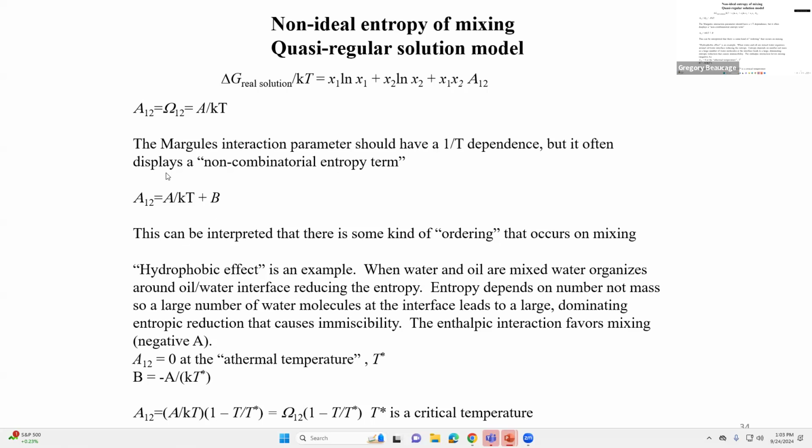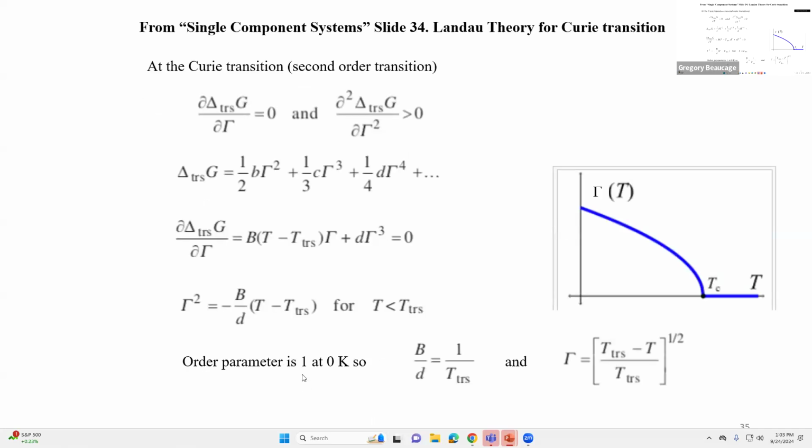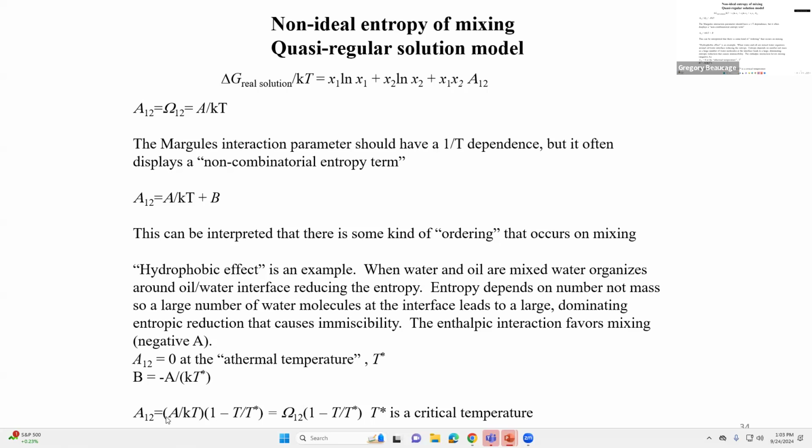Right. So that magic temperature is this T star. If you say A12 equals 0, then you find out that B is minus A over k T star in this equation. You plug that in, then you have A by kT, and you have B by kT star. So you have the k and the T, put another T here, you have T by T star. And then this expression becomes the original Hildebrand term, 1 minus T over T star. And T star is the temperature where you reach ideal mixing.